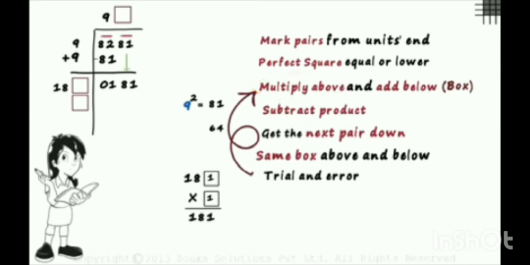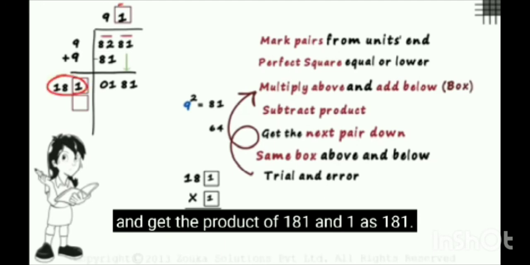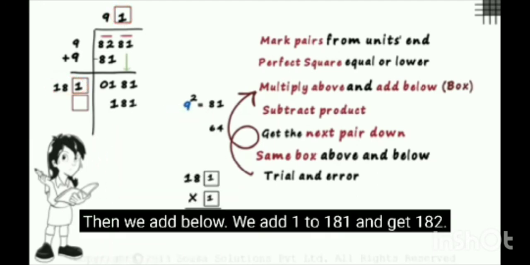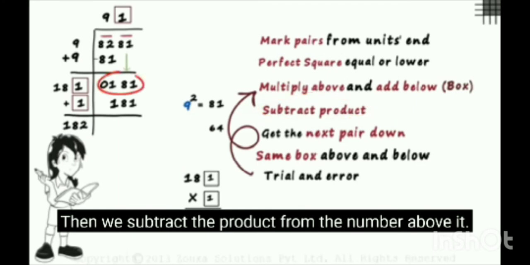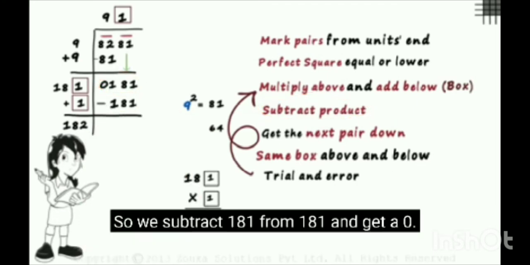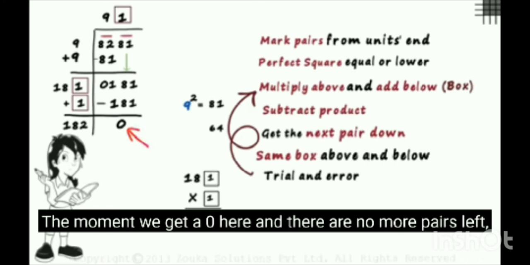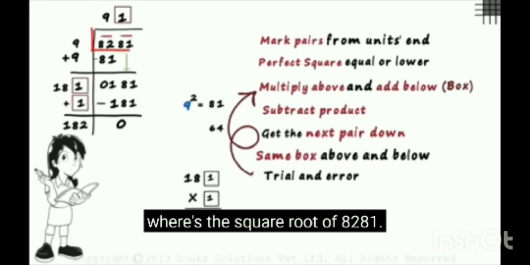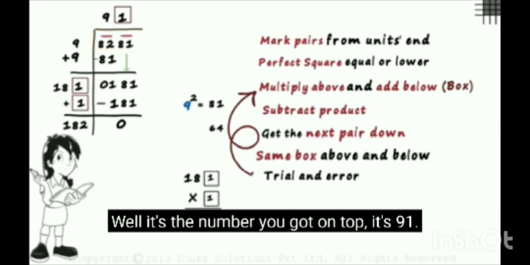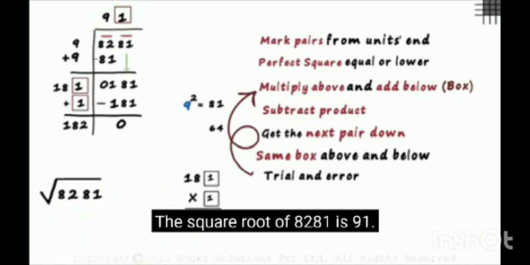Multiply above. So we write a 1 and a 1 in these 2 boxes and get the product of 181 and 1 as 181. Then we add below. We add 1 to 181 and get 182. Then we subtract the product from the number above it. So we subtract 181 from 181 and get a 0. The moment we get a 0 here and there are no more pairs left, we are done. But wait, where's the square root of 8281? Well, it's the number you got on top. It's 91. The square root of 8281 is 91.